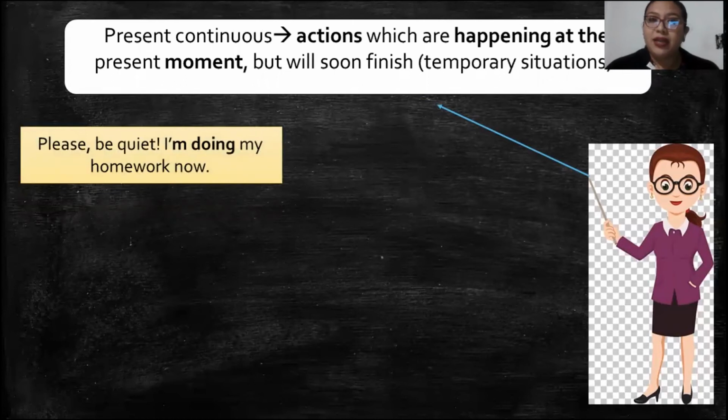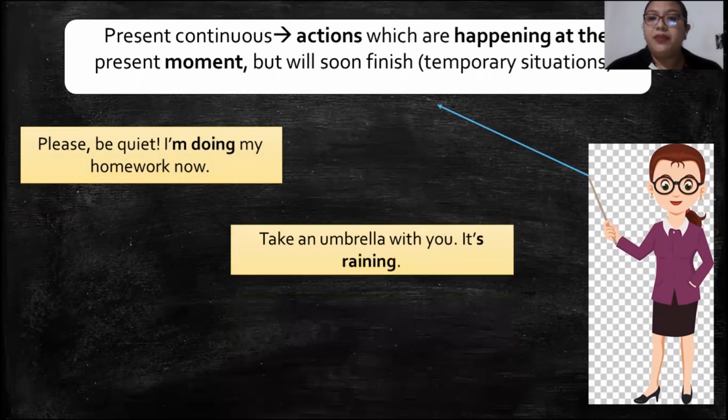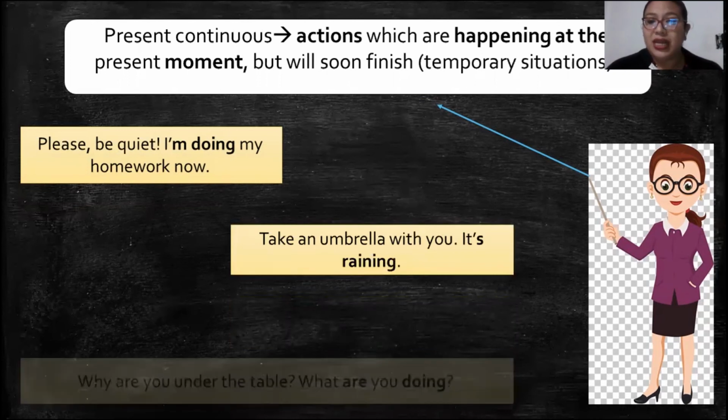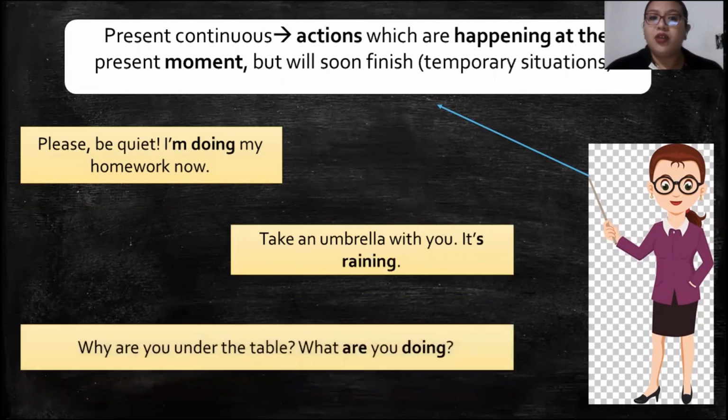Please be quiet. I'm doing my homework now. Take an umbrella with you. It's raining. Why are you under the table? What are you doing? So if you notice, all of these are activities that are happening in this moment, and they are temporary situations. Okay, so basically that is the main difference between simple present and present continuous.